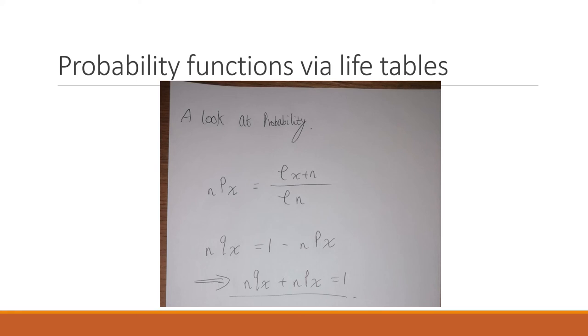Similarly, nqx is the probability of a life aged x dying within the next n years. So for example, 5q20 would be the probability that someone aged 20 will die within the next 5 years. Also, briefly, the sum of nqx and npx is equal to 1, and that is very important in terms of the construction of our life tables.